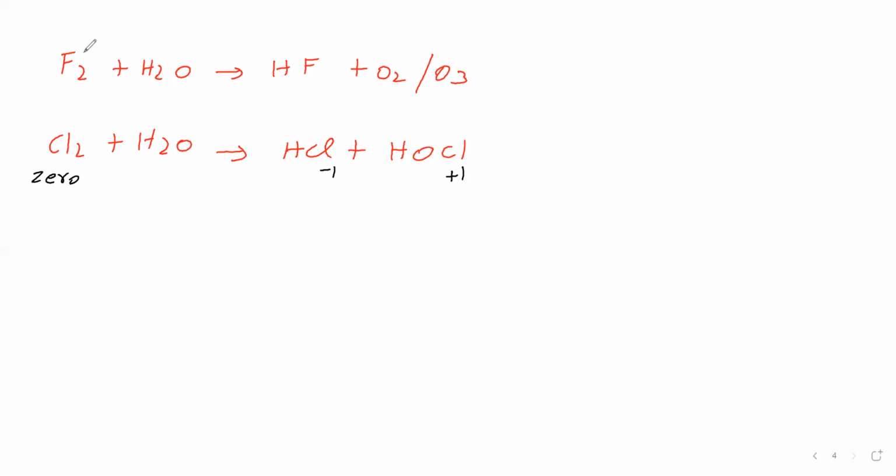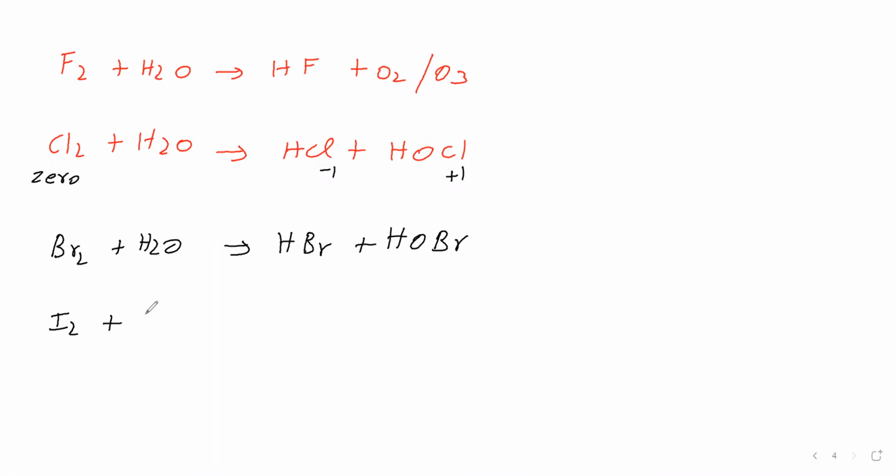But in the fluorine case, oxygen undergoes oxidation. That means fluorine is more reactive than chlorine. Fluorine has higher reactivity than chlorine, we can say. Next, bromine. Bromine with water, we are getting HBr and HOBr, same as chlorine. So here also disproportionation.